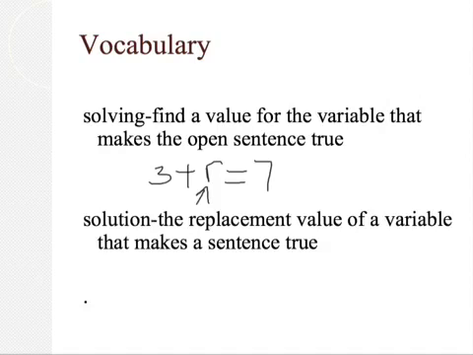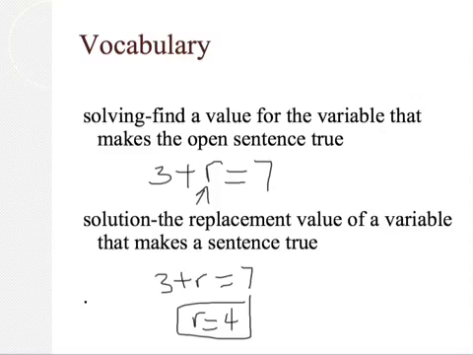In solution, we take the same example, 3 plus r is equal to 7. We know that r must equal 4. That is considered the solution, the replacement value of a variable that makes the sentence true. Obviously, if it doesn't make the sentence true, it's not a solution.